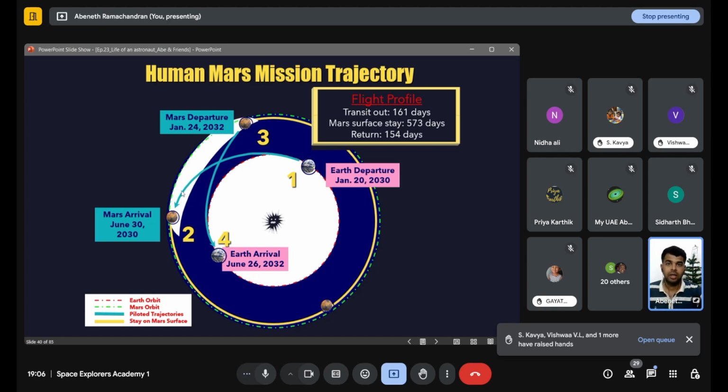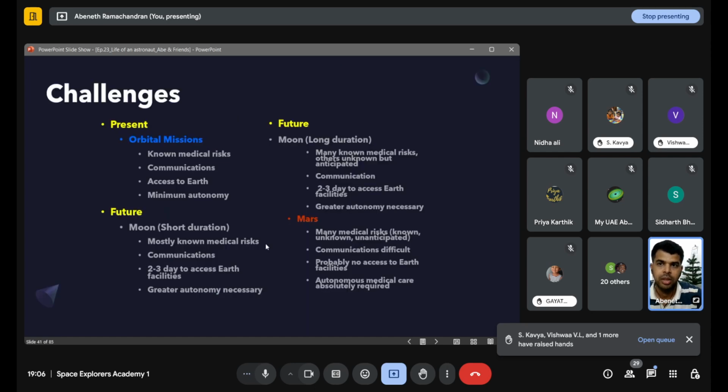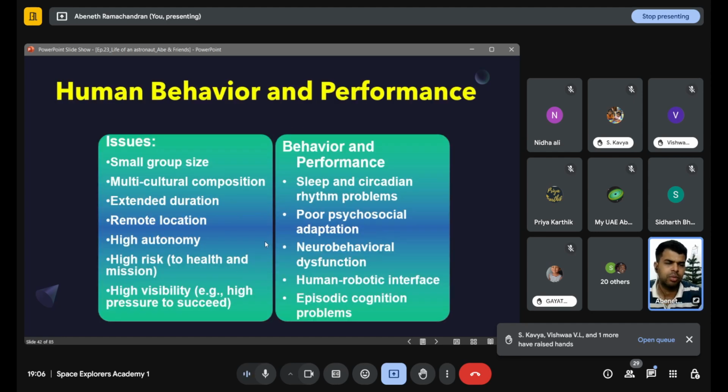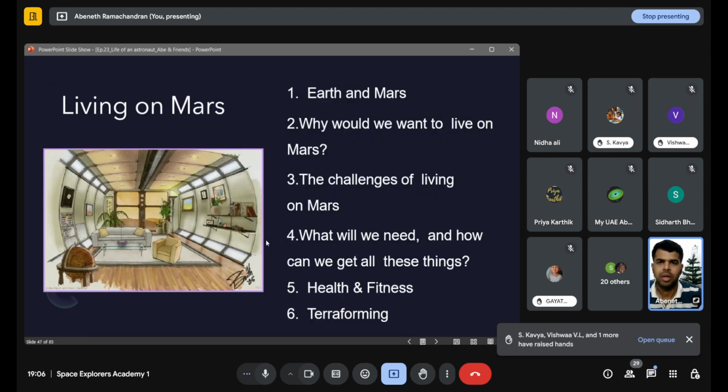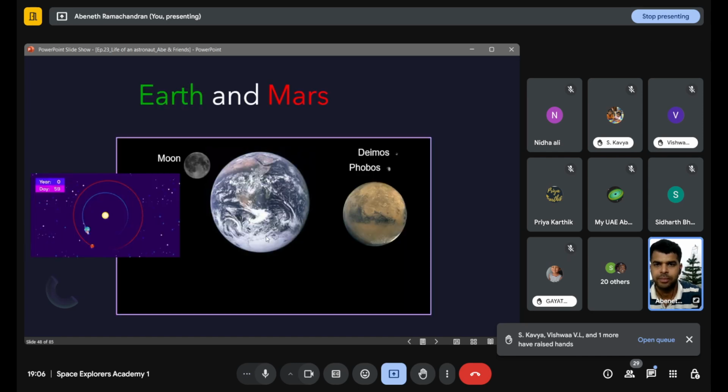Imagine almost 7 months of travel to a different planet, staying there for 2 years, and then coming back. How are we going to survive there? How are we going to stay on Mars for 2 years is the big question. There are a lot of challenges and a lot of things to take care of. We have to work on our human behavior and performance, and everything has to go in a different direction. I'll touch upon the most important things that you need to do in space.